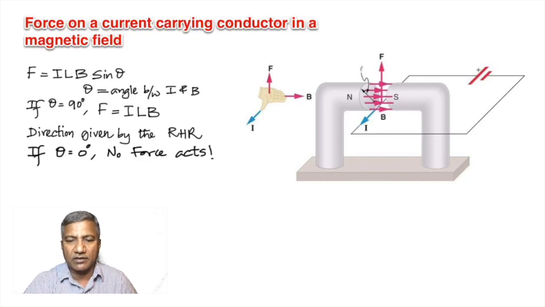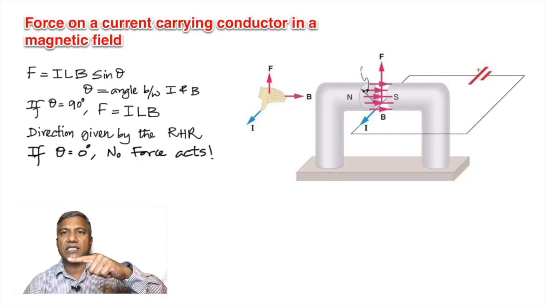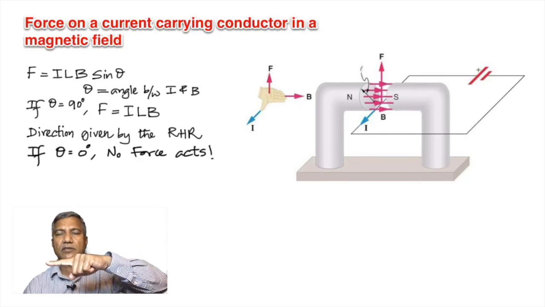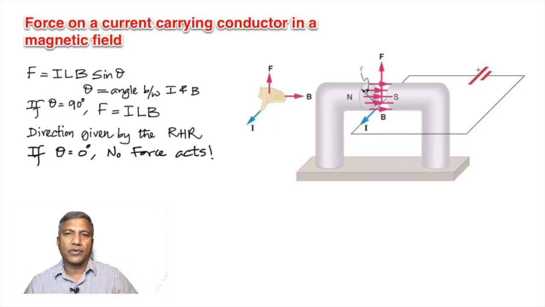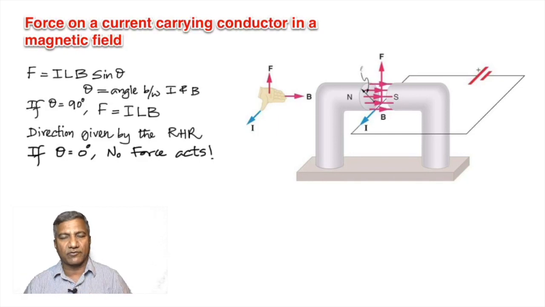And again, if the angle is 90 degrees, then sin 90 becomes 1, and the formula becomes F = ILB. As before, if θ is 0, that means if the current carrying conductor is placed parallel to the magnetic field, no force acts on it. So for maximum force to act, the conductor must be kept at right angles to the magnetic field.